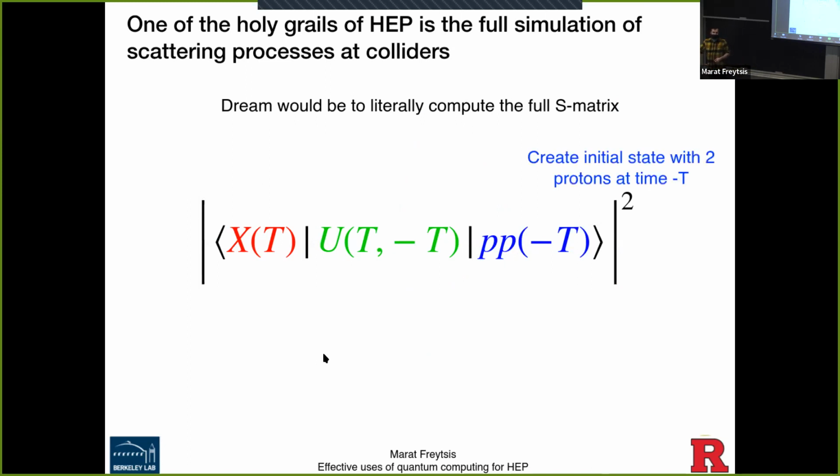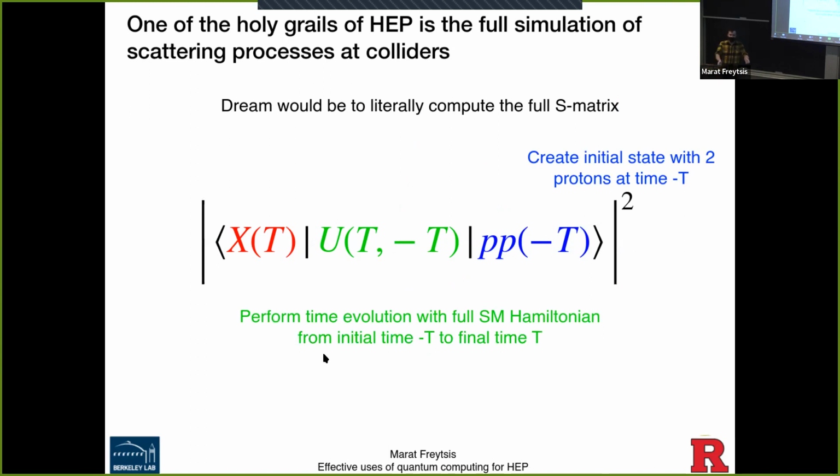In other words, let's say we're talking about the LHC: create an initial state with two protons at some time minus t, actually evolve with the full Hamiltonian of the theory from some initial time to some final time, and then perform a measurement of some final state.